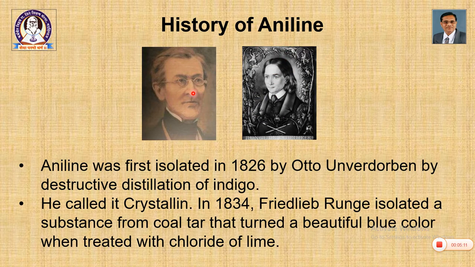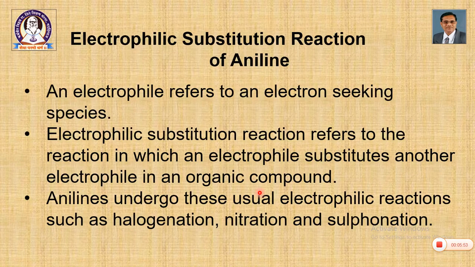Then we are going to learn some reactions of aniline. Before that, let us consider the idea related to aniline. Aniline was first isolated in 1826 by Otto Unverdorben by destructive distillation of indigo. He called it crystallin, the initial name. In 1836, Friedlieb Runge isolated the substance from coal tar that turned a beautiful blue color when treated with chloride of lime. Actually, this is a historical review; you are not expected to learn this for the examination.